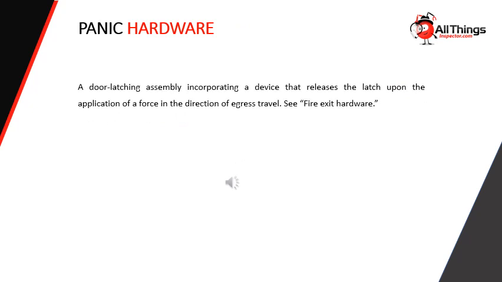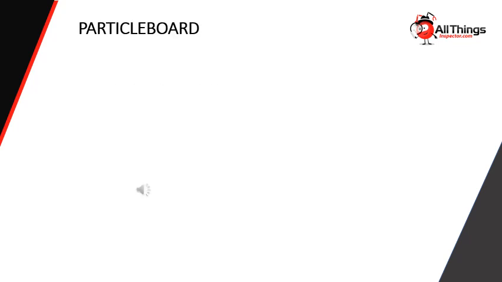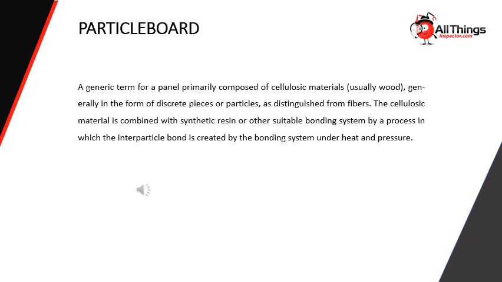Panic hardware. A door latching assembly incorporating a device that releases the latch upon the application of a force in the direction of egress travel. See fire exit hardware. Particle board. A generic term for a panel primarily composed of cellulosic materials, usually wood, generally in the form of discrete pieces or particles as distinguished from fibers. The cellulosic material is combined with synthetic resin or other suitable bonding system by a process in which the interparticle bond is created by the bonding system under heat and pressure.